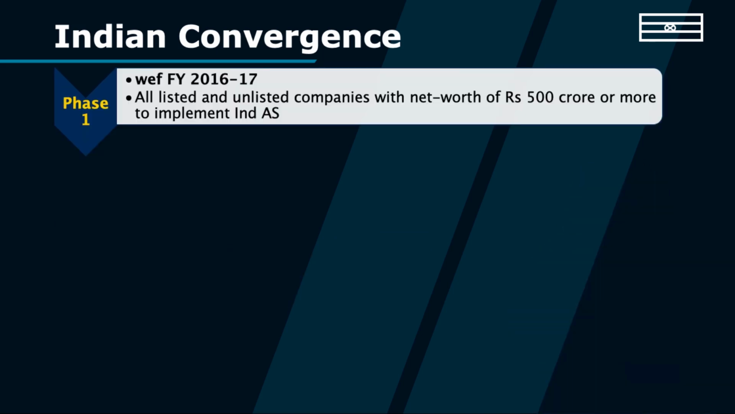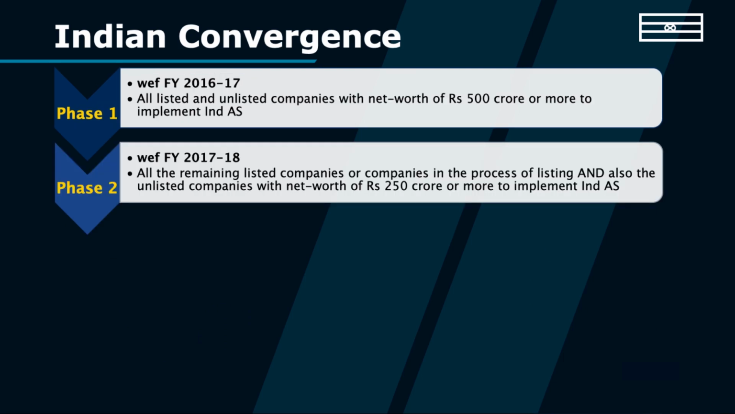Phase 1, with effect from financial year 2016-17, required all listed and unlisted companies with net worth of rupees 500 crore or more to implement Ind AS. Phase 2, which was effective from financial year 2017-18, covered all the remaining listed companies or companies in the process of listing, and also the unlisted companies with net worth of rupees 250 crore or more.